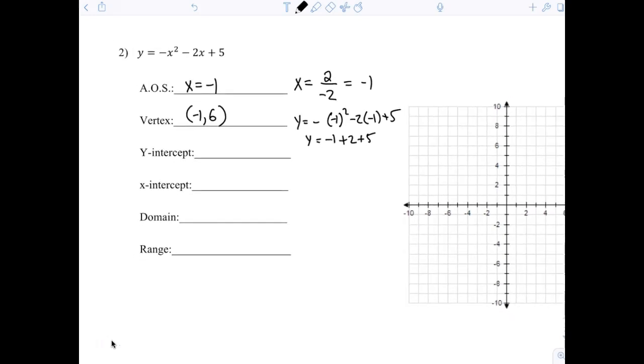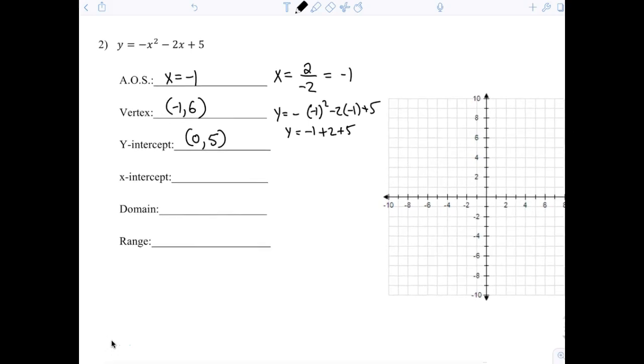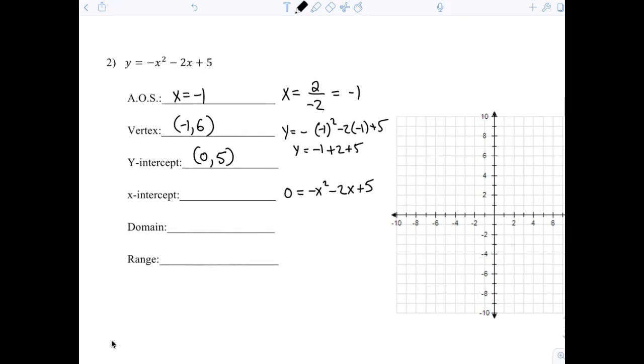What's the y-intercept? 0, comma 5. Now, x-intercept, set it equal to 0. So everybody write 0 equals -x squared minus 2x plus 5. Can anybody look at that and tell me if it can factor? Yes or no? It can't factor. There are no factors of 5 that are going to be 2.